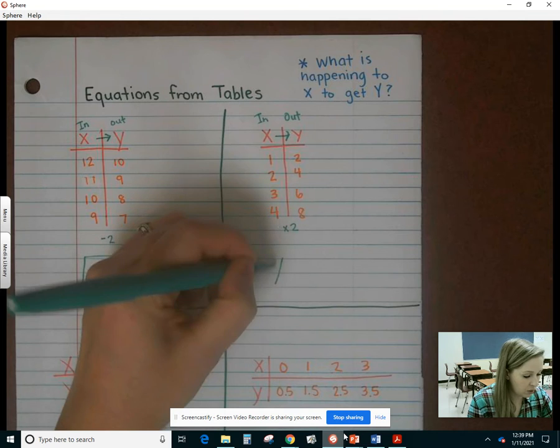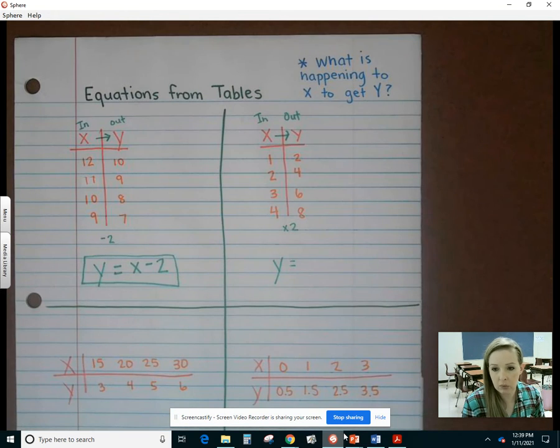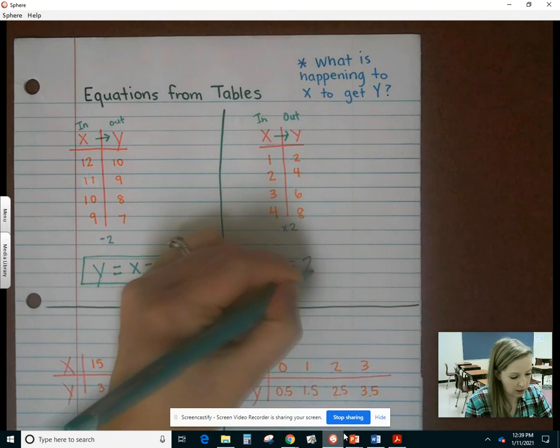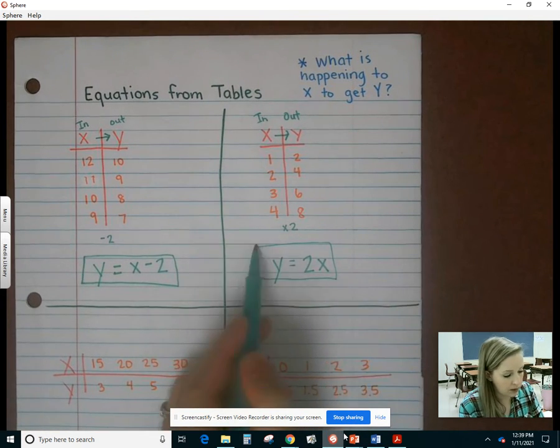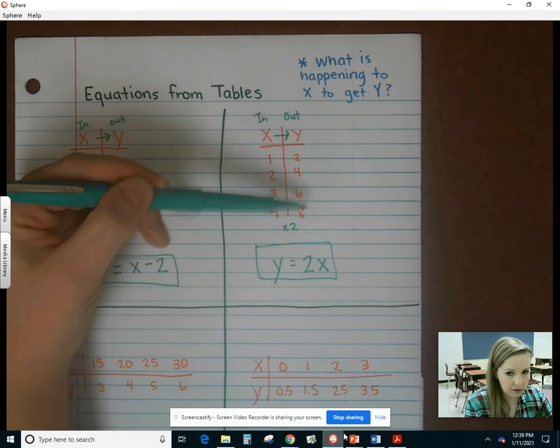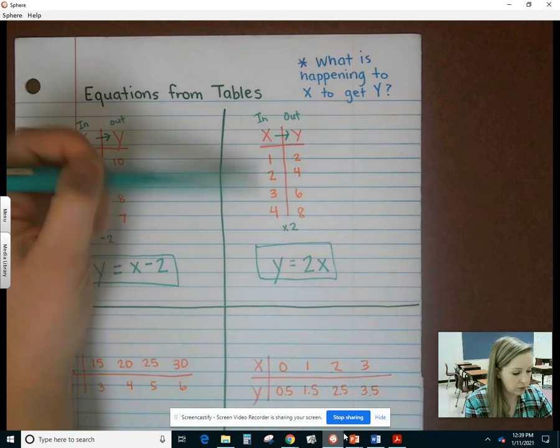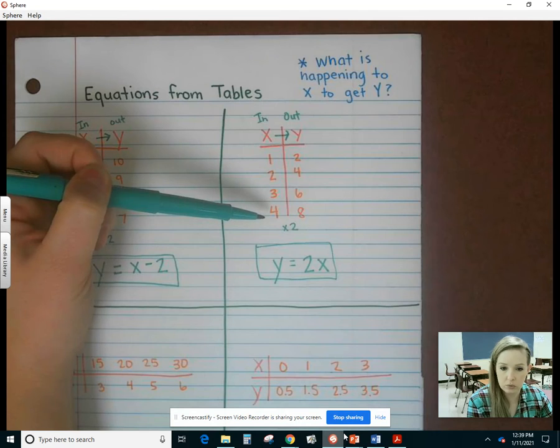Remember that your equation always starts with y equals, and since we're multiplying by 2, the way we show that with a variable is to put it right next to the variable. So again, our y's, these numbers here, equal 2 times these numbers here. So 2 times x.